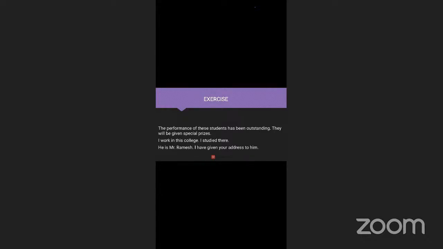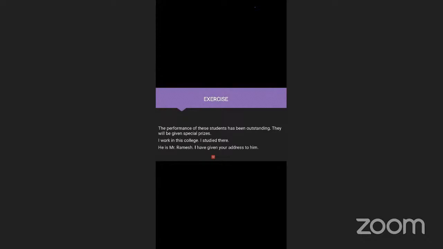I work in this college. I studied there. I work in the college where I studied. Then we need not write "there" again. Where will be used in a complex sentence, like whose, whom, etc. I work in the college where I studied.